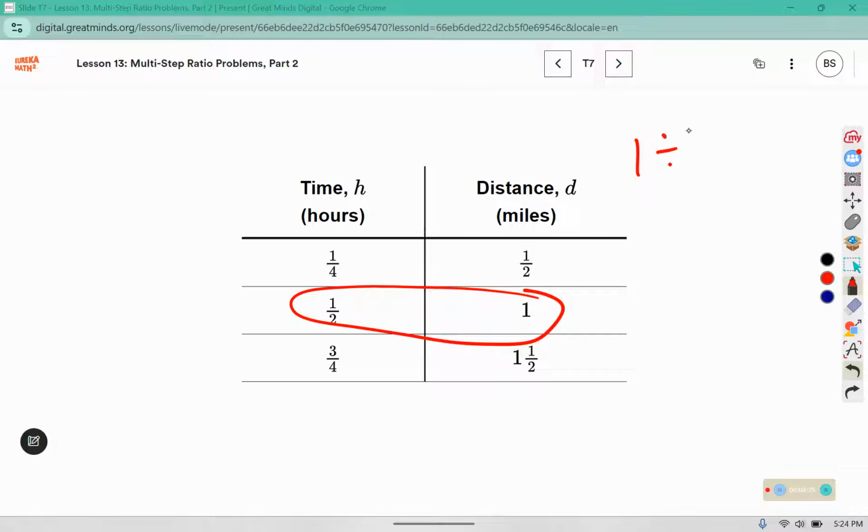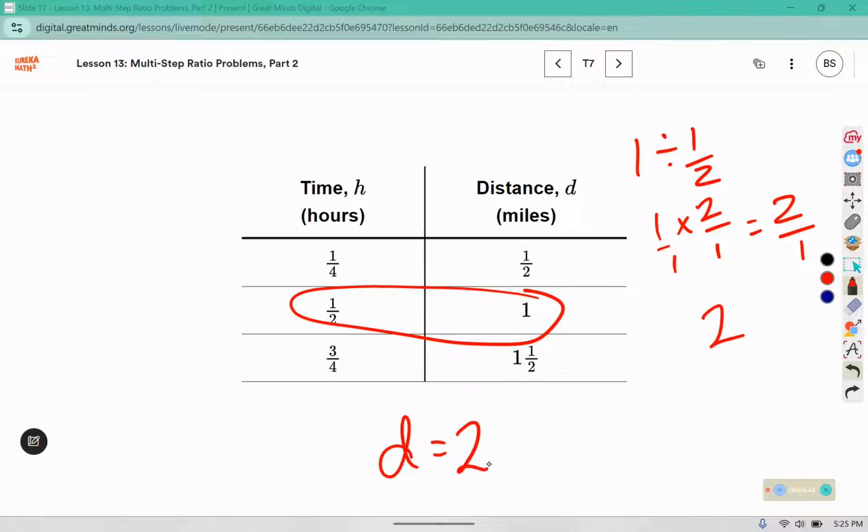1 divided by 1/2. We know to flip that and multiply. 1 times 2 is 2. That invisible 1 times 1 is 1. And that reduces to 2. So we have d equals 2h.